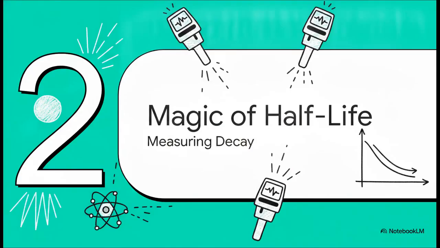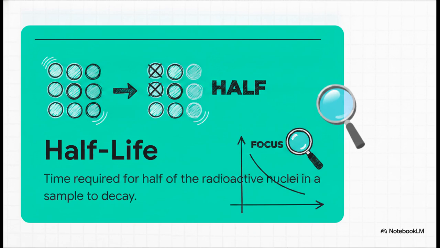Moving on to Section 2, the magic of half-life. Now that we know what radioactivity actually is, let's explore how scientists measure the rate of this decay over time. The crucial takeaway here is that a half-life is the time required for exactly half of the radioactive nuclei in a sample to decay. The word half is everything. It measures how quickly a radioactive substance loses 50% of its remaining unstable atoms, completely regardless of how many atoms you started with in the first place.